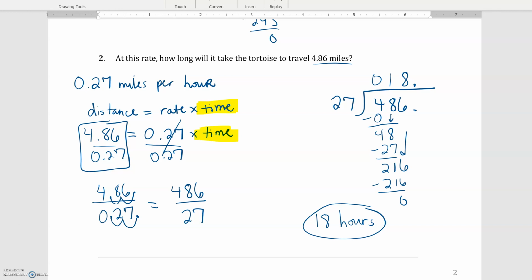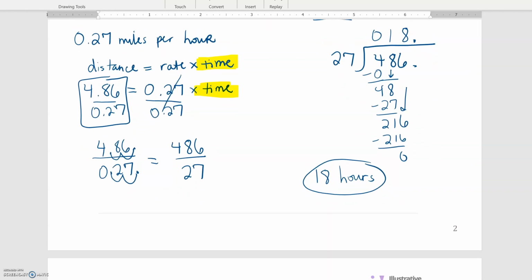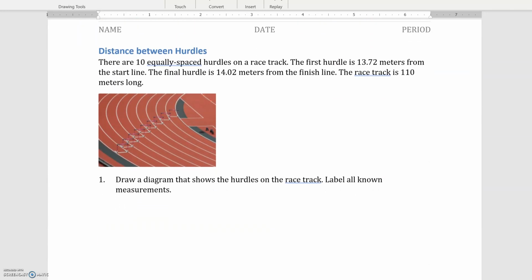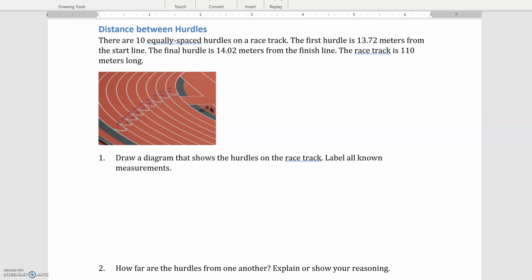All right, we have one more problem to do, and this one is highly aligned to your exit ticket, so I highly suggest you focus on this one because we're going to do a question where we're going to analyze the situation for a track and hurdles being placed on a track. So let's read this very carefully together.